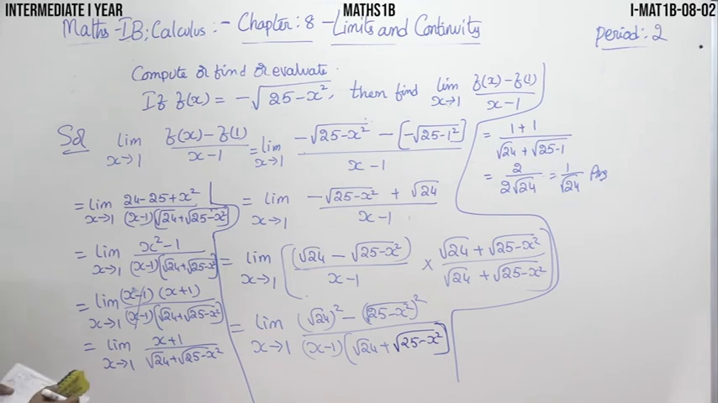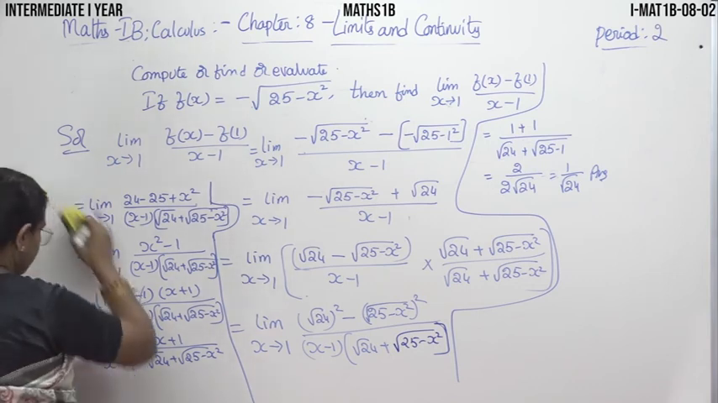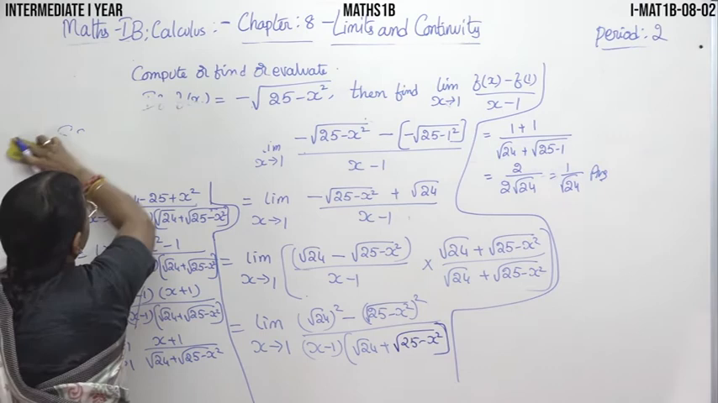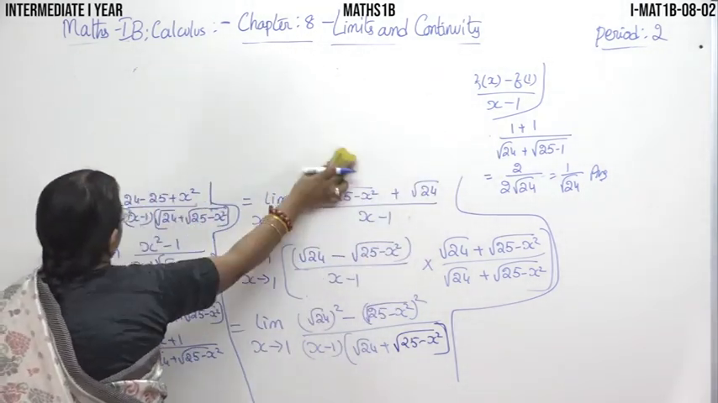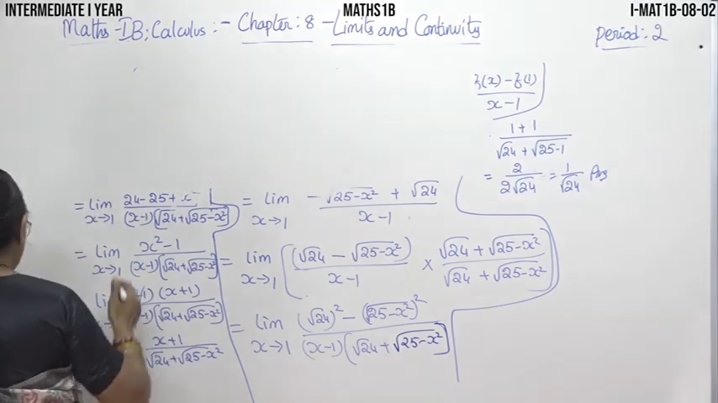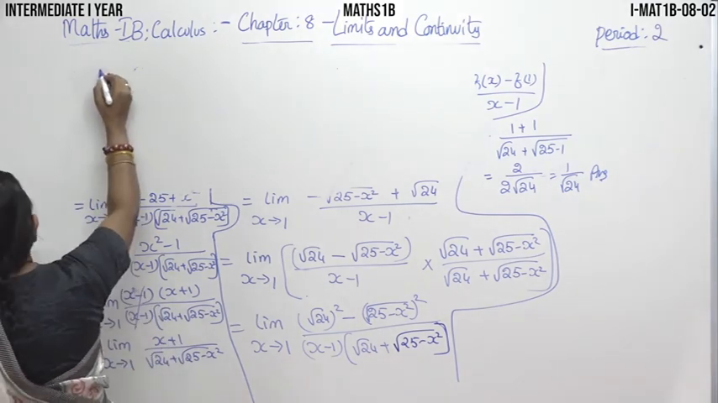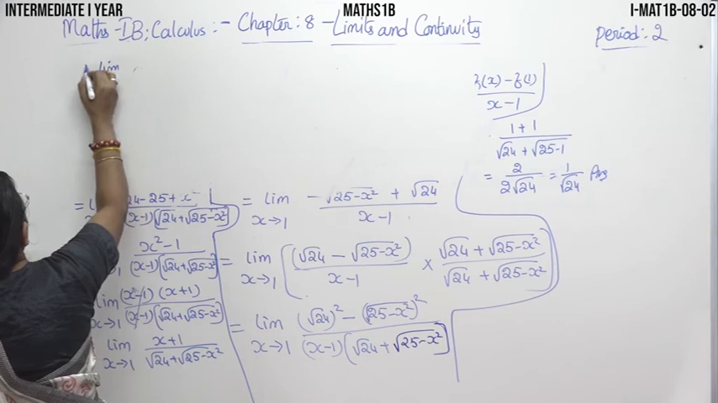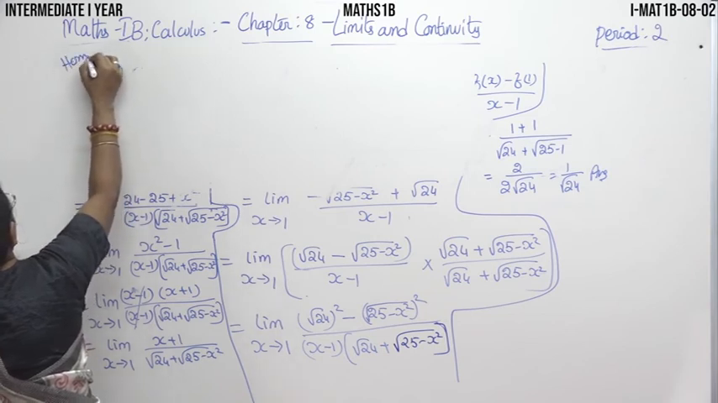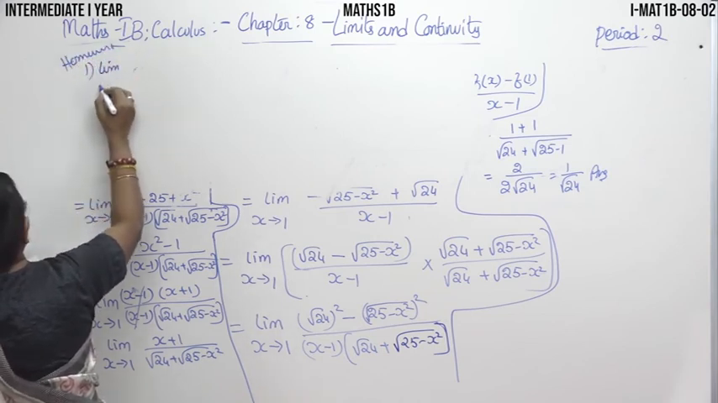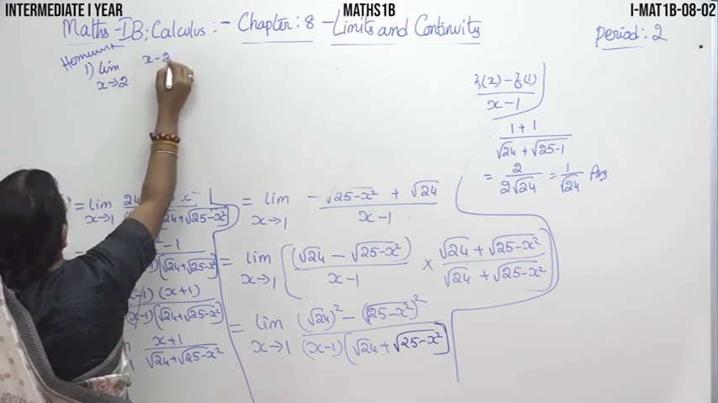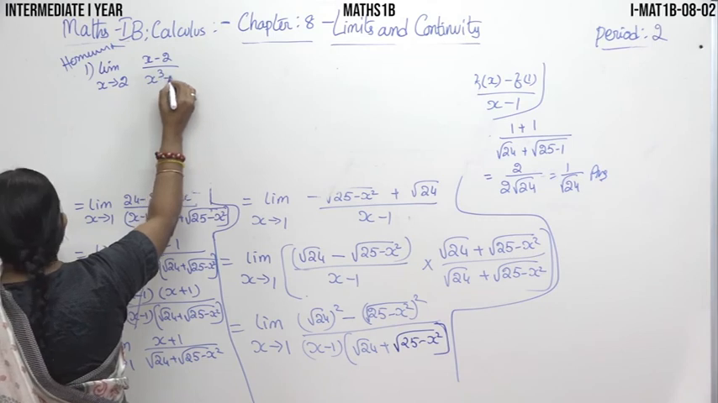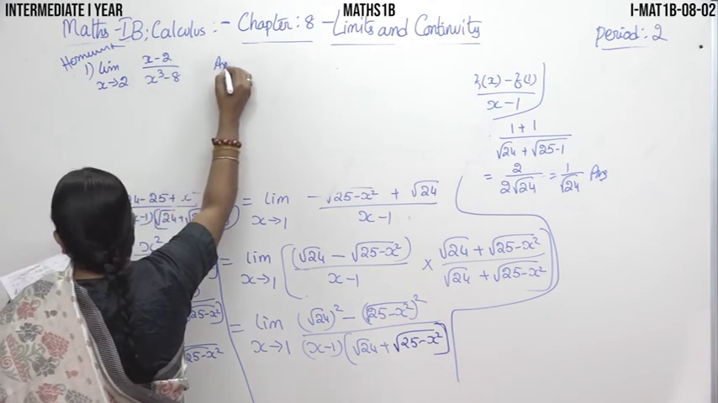Okay. Now I'll give you homework. You can take down this homework. So with this, first exercise will be completed. So limit, first problem, homework. Limit x tending to 2 of x minus 2 by x cube minus 8. So the answer is 1 by 12.